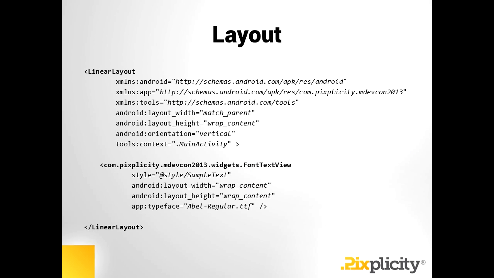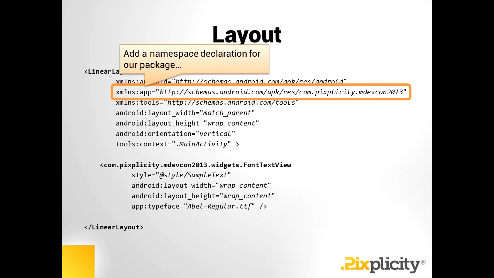So back to this layout. What we wanted to do is add this attribute. How do we do that? Well, it's really easy. Sorry, actually at the top. First, we have to define our namespace declaration. We do that at the top. I've called mine app because it's an app. And the path to it is the same as the path to the Android one, except you replace the Android and you put in your full package name. So I called mine com.pixplicity.mdevcon 2013, the same package name that, of course, is where my widget is located. And down here is where I actually use that namespace that I've defined, as typeface. It's a string. I provide here a font called ableregular.ttf.